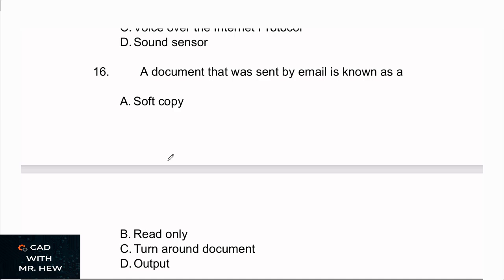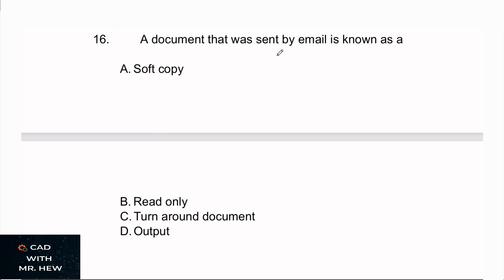Question 16. A document that was sent by email is known as A, soft copy, B, read only, C, turnaround document, D, output. The correct answer is A.